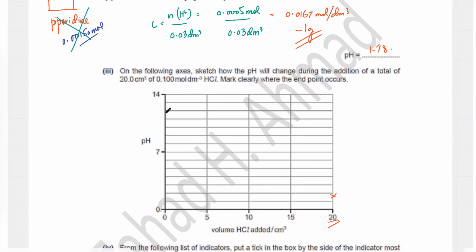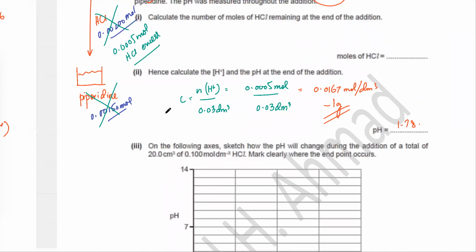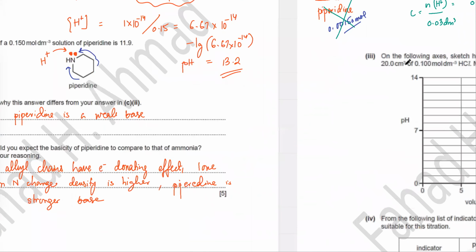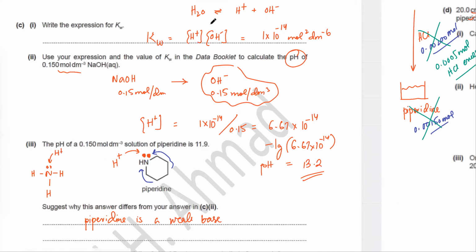What was the starting pH of piperidine? At the start, there was no HCl. You just had piperidine. And the concentration of piperidine was 0.150 mole per dm cube. So what was the starting pH? Somewhere in the question, they actually gave you the pH. The pH of 0.15 mole per dm cube solution of piperidine is 11.9. So that's your starting pH.